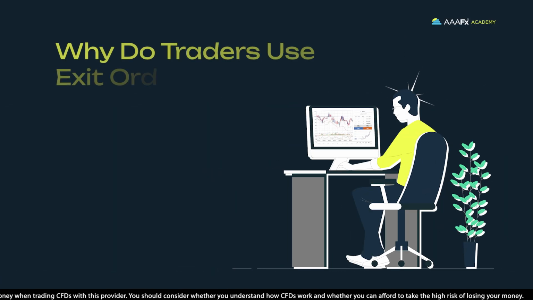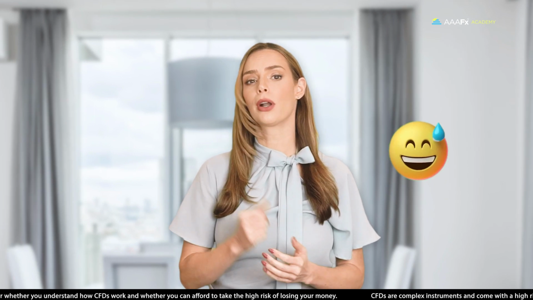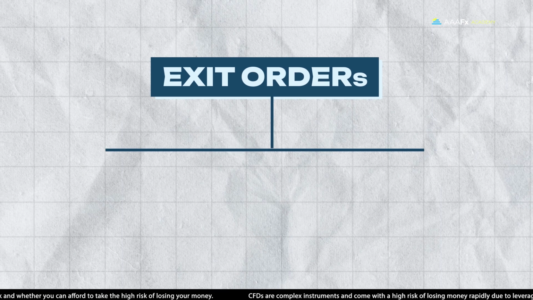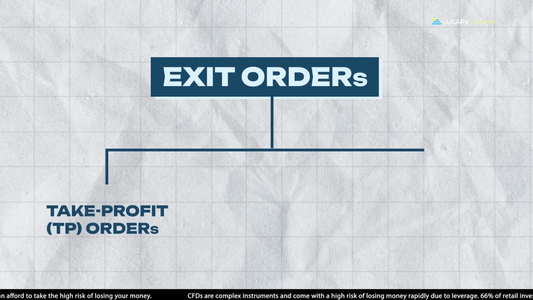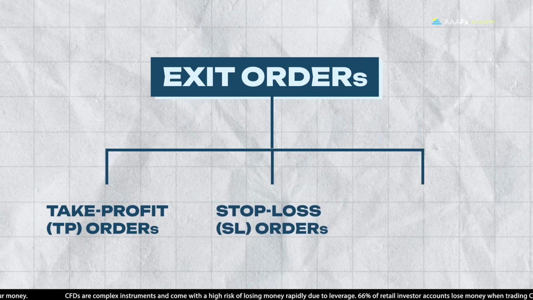Why do traders use exit orders in Forex? Well, it's like saying, I'm ready to break up, but only if it's done on my terms, with a parting gift. Exit orders are of three types. First, take profit, TP orders. Second, stop loss, SL orders. Third, stop orders.